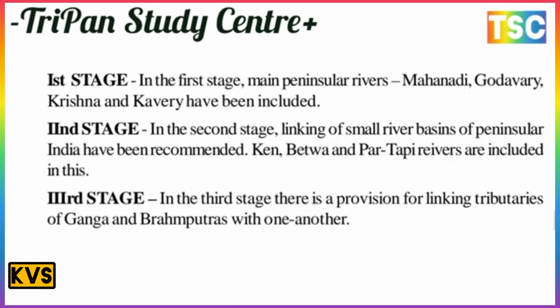In the first stage, mainly the peninsular rivers Mahanadi, Godavari, Krishna and Kaveri have been included. In the second stage, linkage of the small river basins of Peninsular India has been recommended, and the Ken, Betwa, Parbati and Tapi rivers are included in this. And in the third stage, there is a provision for linking the tributaries of the Ganga and Brahmaputra with one another.